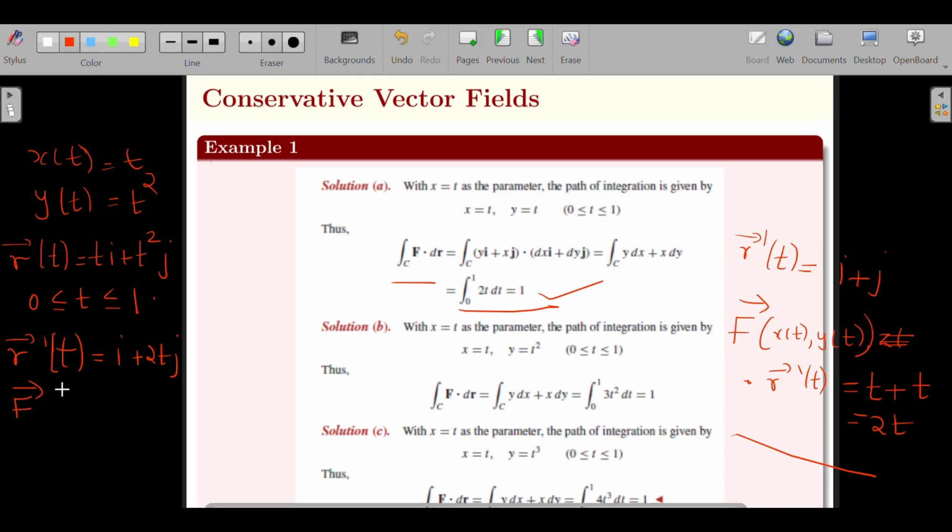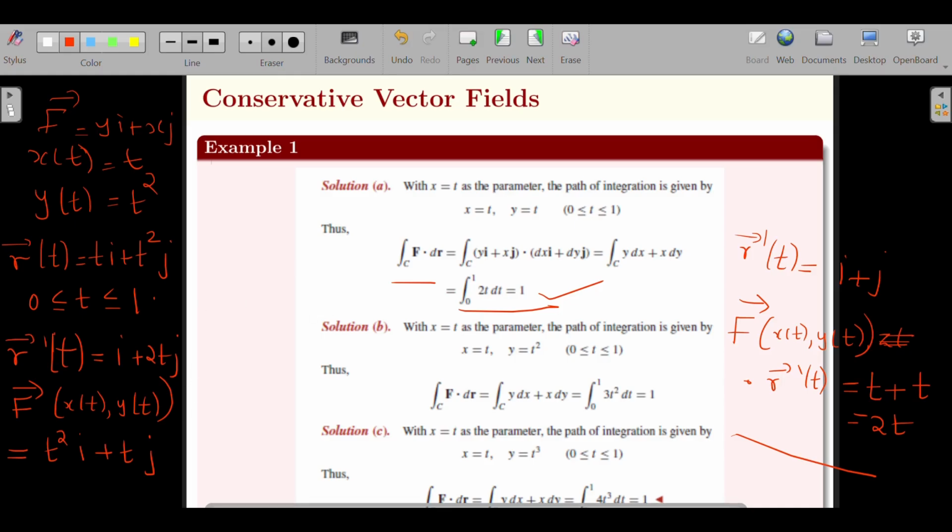Now what is f of x of t, y of t? That is f of r of t. We know that f is equal to y i plus x j. So f of x of t, y of t is equal to y of t i plus x of t j. Y of t i is t square i, plus x of t is t j.